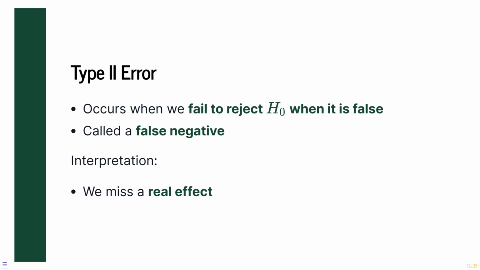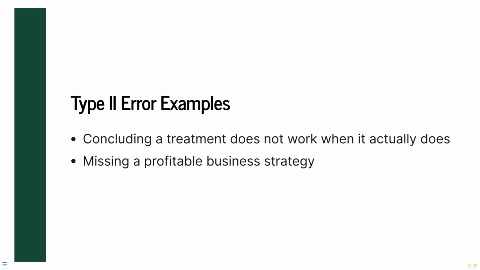A type 2 error occurs when we fail to reject the null hypothesis even though it is actually false. This is called a false negative because we miss a real effect that is present. For example, we might conclude that a treatment does not work when it actually does, or fail to recognize a business strategy that truly increases profits. In these cases, we miss something important.